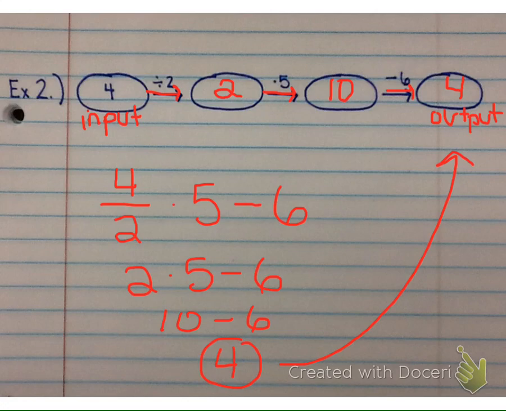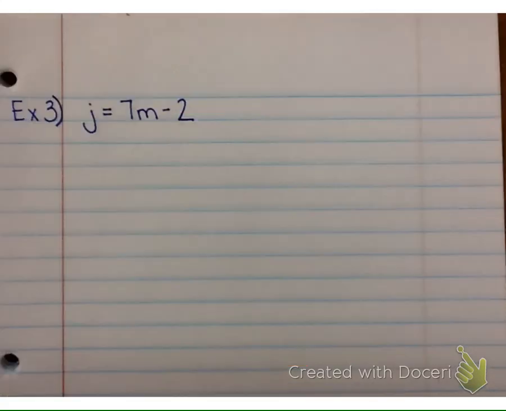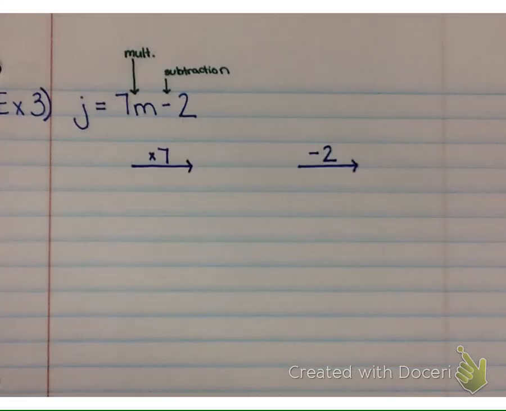But what happens if I have variables? Let's try another example. This example has variables. J equals 7m minus 2. I want to start by making my flowchart. I need to look at how many operations there are. That will tell me how many arrows to draw. There are 2 operations here, multiplication and subtraction. So I've drawn 2 arrows to show the 2 operations.